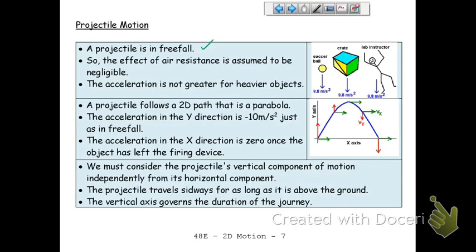So we can say the effective air resistance can be assumed to be ignored, and the acceleration is not graded for heavy objects. So here's a little bit of a wrinkle, which is that you might be tempted to think that small object, small weight, small force, small acceleration, and big object, big weight, big force, big acceleration. That's not true.